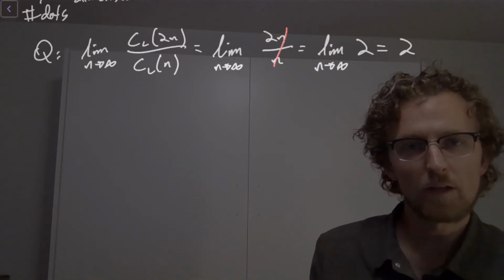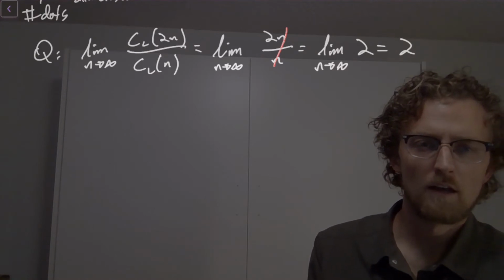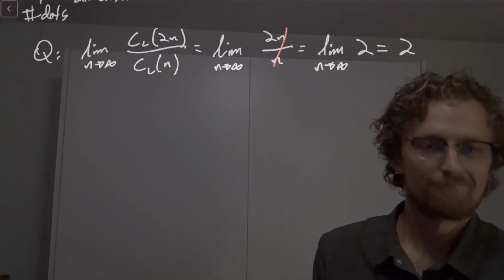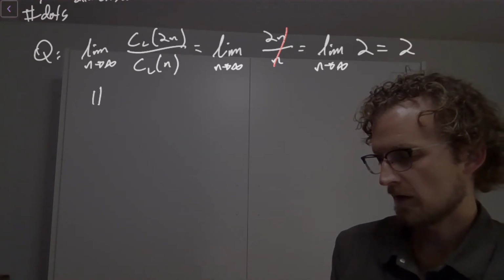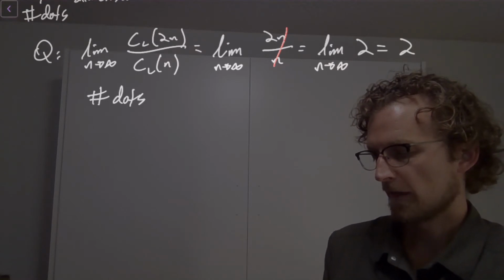And so there's our answer. How does the number of dots in a line change if we double the length? The number of dots doubles.